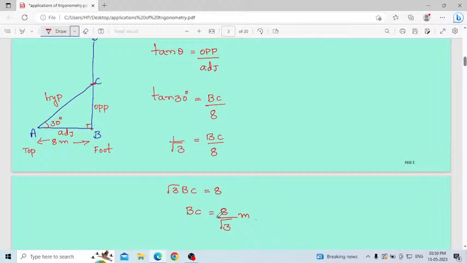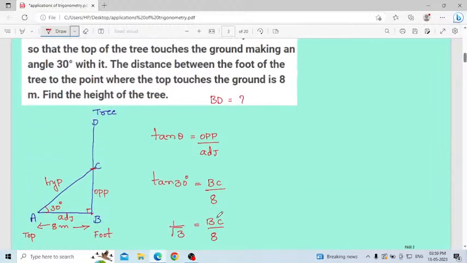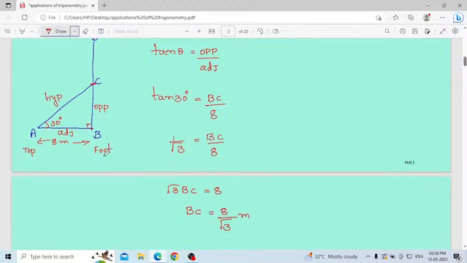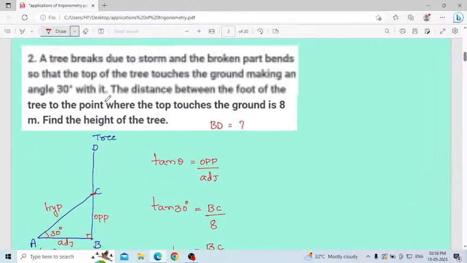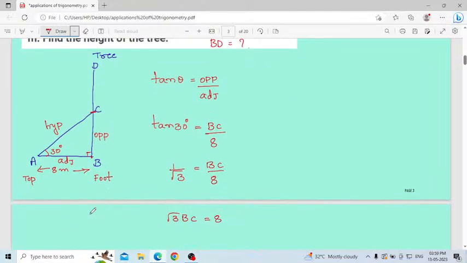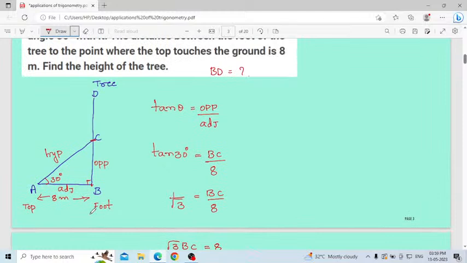Now I have to calculate BC. I know the BC value I got here. BC value is how much? 8 divided by root 3. But you know the length of the tree is DC plus CB. Then how will you calculate DC? I will write here: how will you calculate DC here?